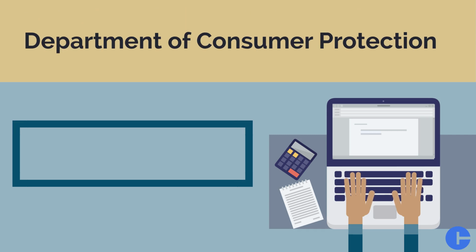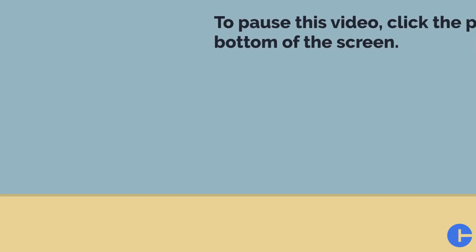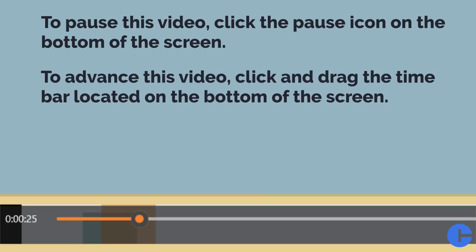Welcome to the Department of Consumer Protection's tutorial on how to renew your license, permit or registration online, with a user ID and password. This video can be paused at any time by clicking the pause icon on the bottom of the screen.